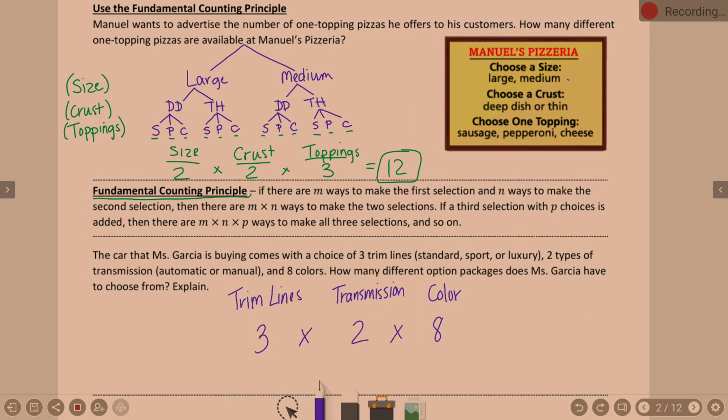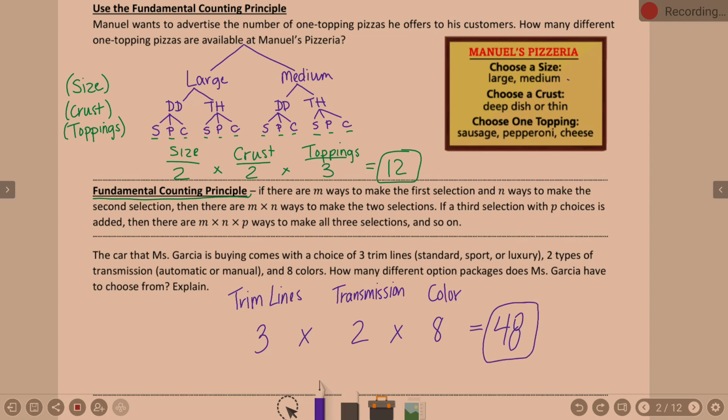Because she doesn't get more than 1 trim line. She doesn't get more than 1 transmission. She doesn't get more than 1 color. Those aren't the options here. So 3 times 2 times 8 is 48. So to pick her option package on this vehicle, she has 48 options.